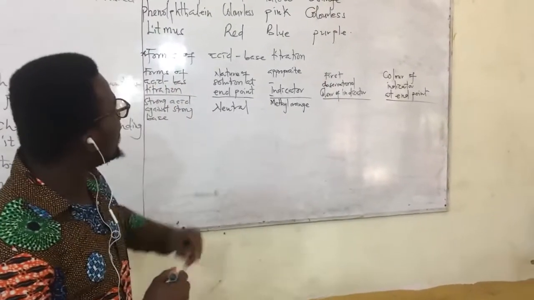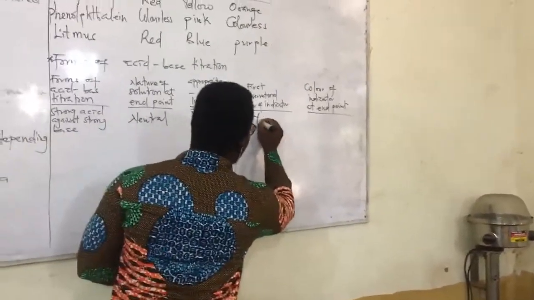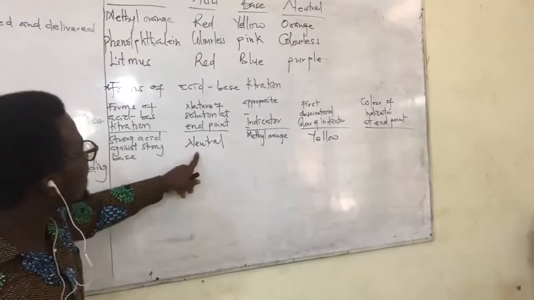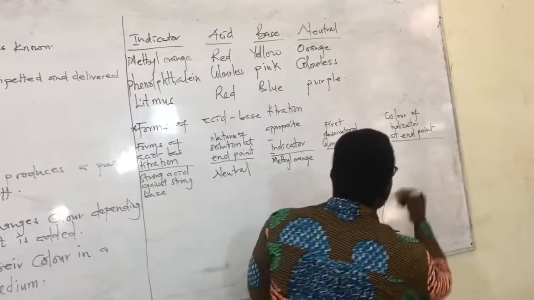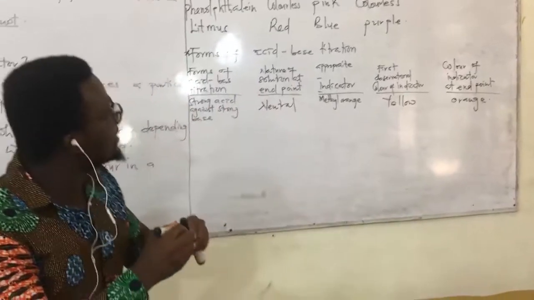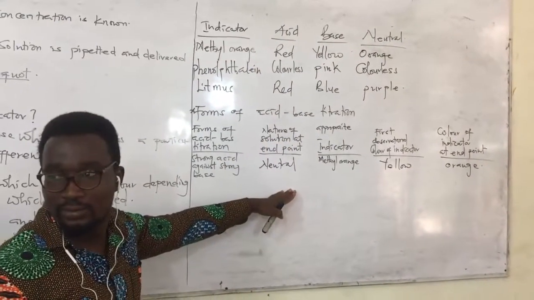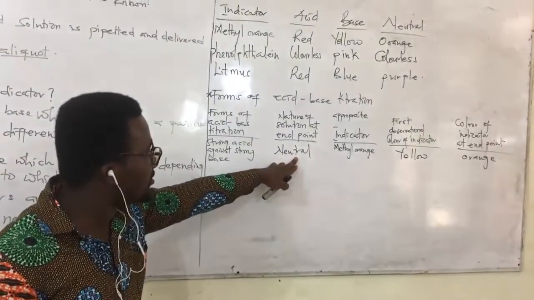So the methyl orange in the basic medium, we have already deduced that it's yellow. From theory, it's yellow. At endpoint, because it is a neutral solution, it will produce an orange color. You see how nicely table 1 answers table 2. So it will be a neutral solution.